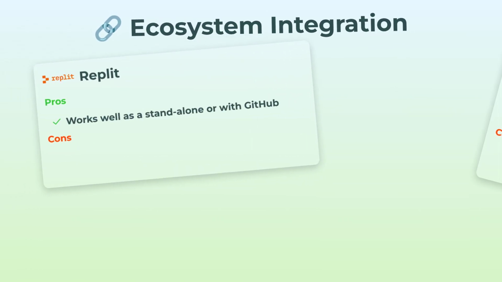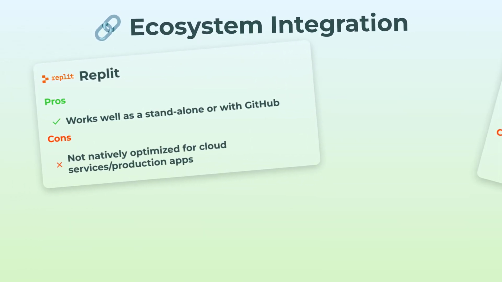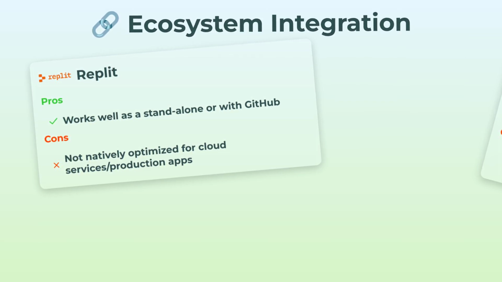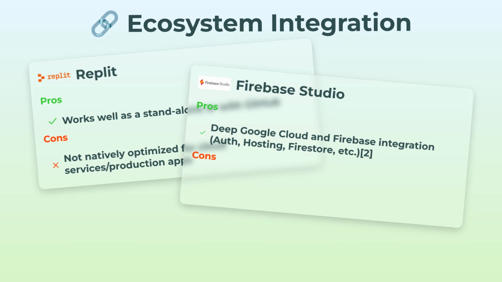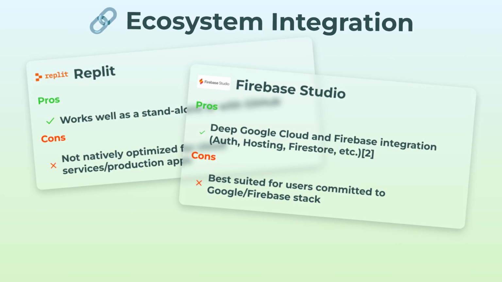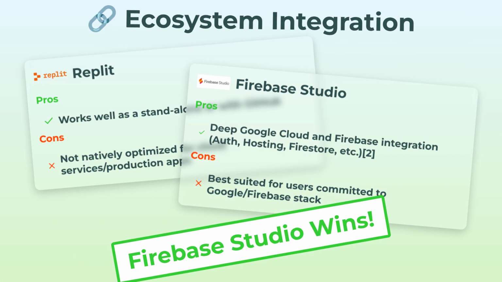Okay, ecosystem integration, so Replit kinda plays solo or with GitHub. It's good for what it is, but if you're thinking cloud services or production apps, it's not really native. Firebase Studio is like the cool kid at Google's party. Auth, hosting, Firestore, the whole shebang. If you're into Google's stuff, it'll spoil you rotten. If you're not, well, the fit's a bit tight. Still, for integration, Firebase Studio wins this one.